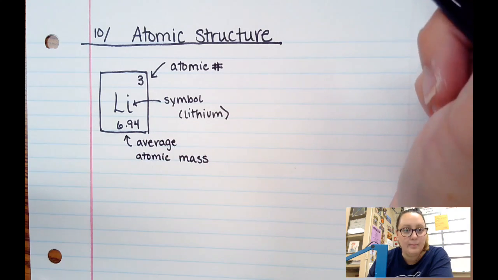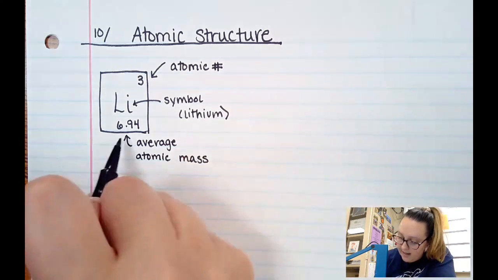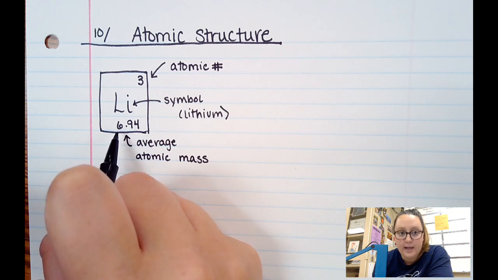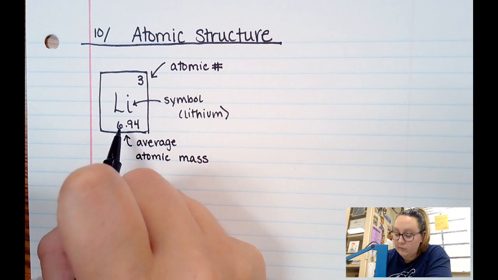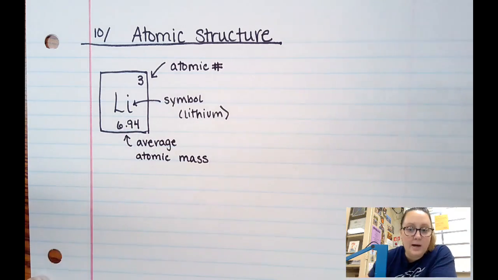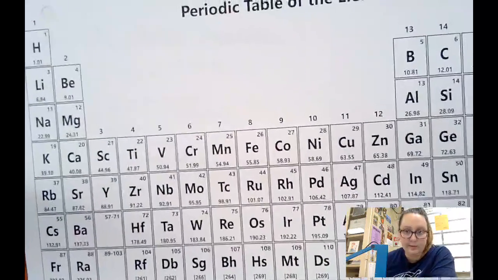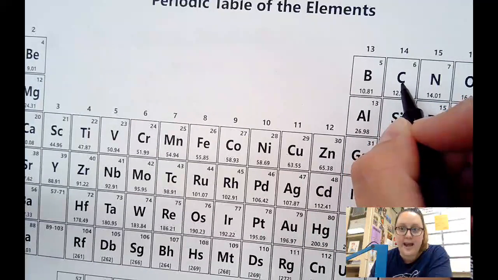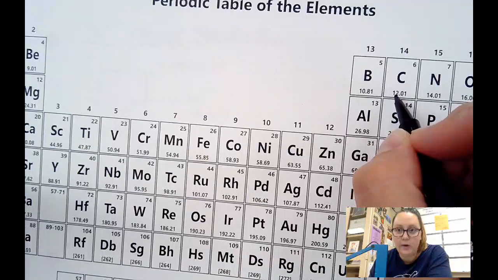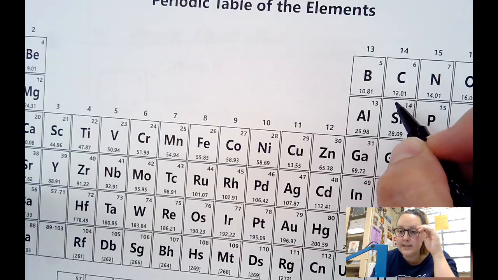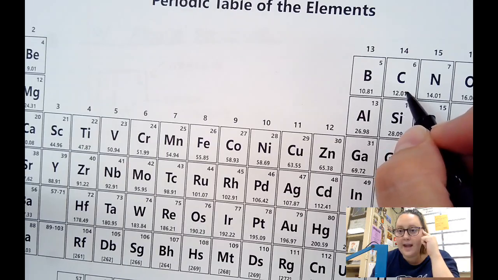Now, every atom of lithium does not have a mass of 6.94. There are different varieties, but the majority of them have a mass around that number. So if we had a periodic table of animals, and let's just say C stood for cat, and it said the average weight of a cat is 12 pounds, well, we know that there's all different sizes of cats. You might have a tiny teacup kitten or a really, really big cat, but this would be the average.